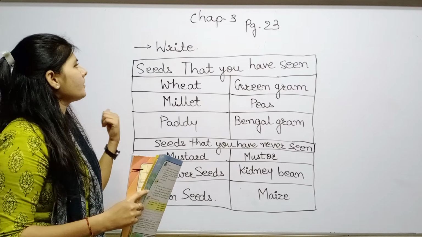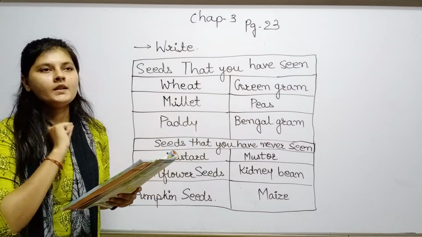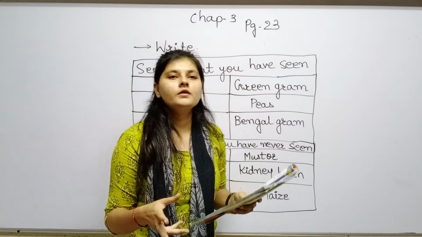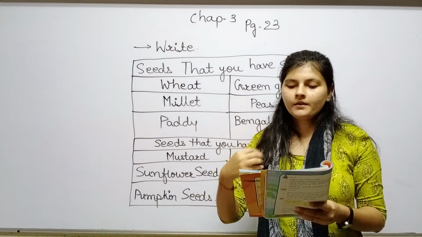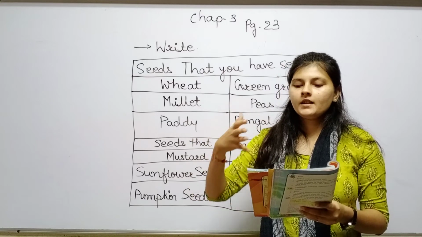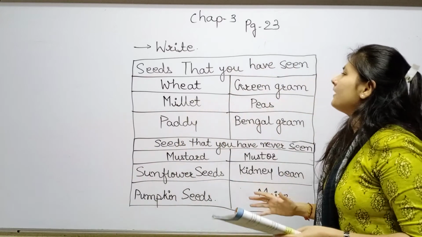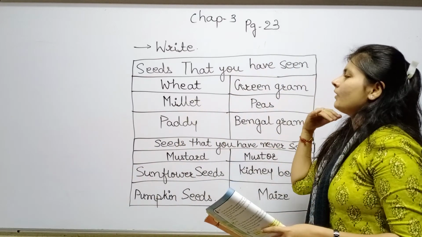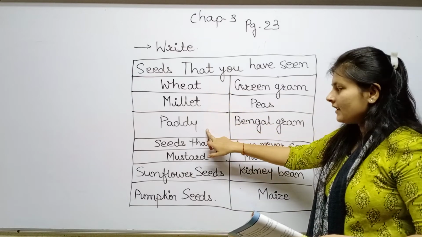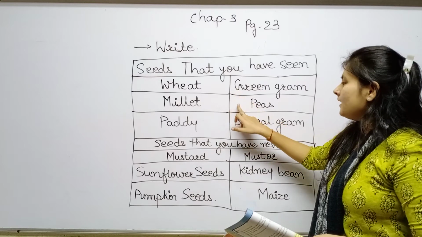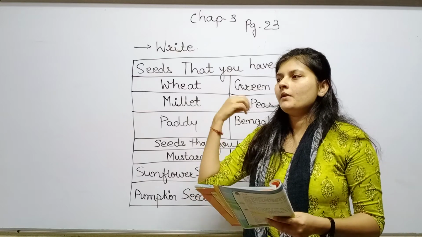Okay, so talking about the next page, on your page number 23, the activity is written. It is given that you have to make a list of seeds and write the names of seeds which you have seen or you know, and other than that the seeds that you have never seen, right. So we are talking about the seeds that you are eating daily or you have seen. So first is wheat, then millet, then paddy, green gram, peas and bengal gram. So these are the seeds that you have seen or eaten, right.